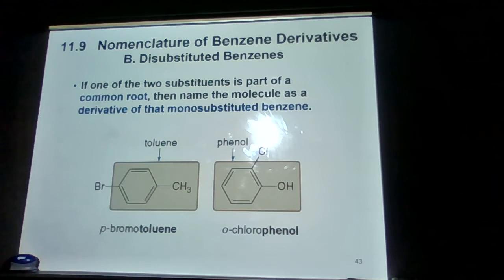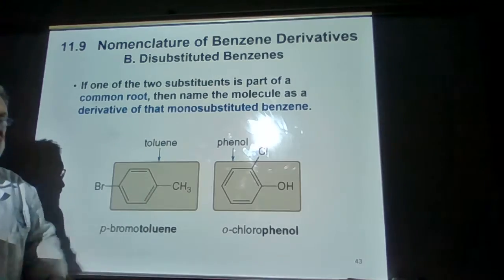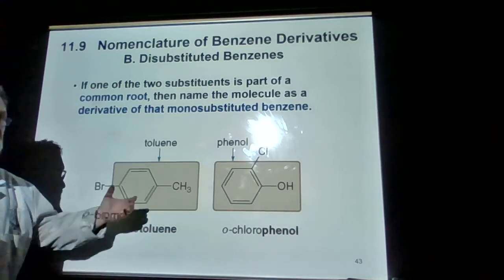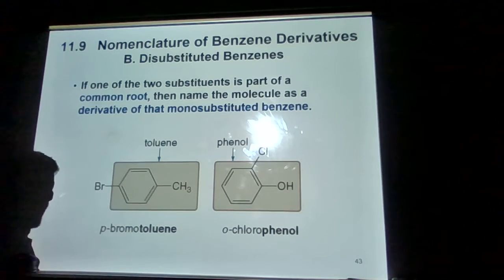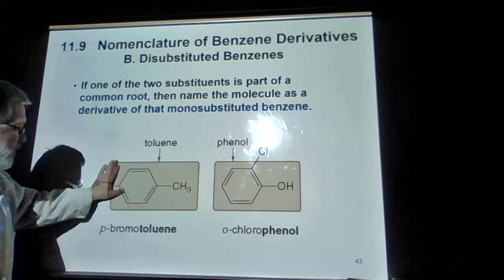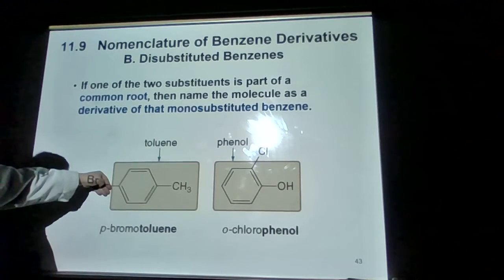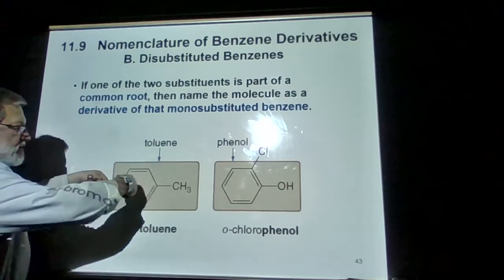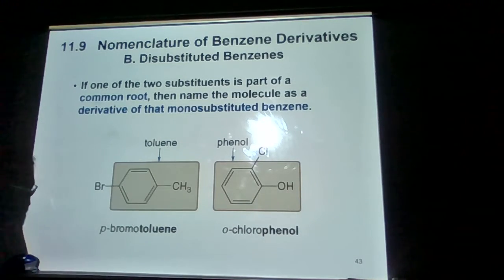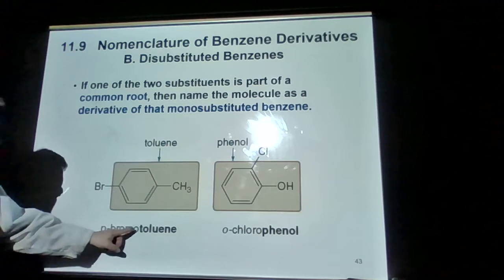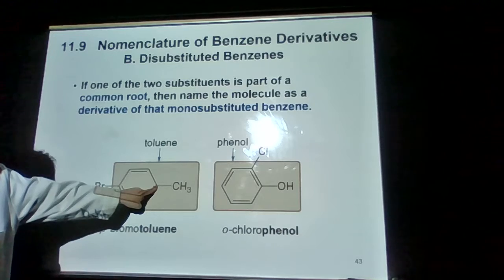Unfortunately, if you have two substituents, and one of the substituents is one of those compounds from antiquity, you name it as a substituted compound based on the name in antiquity. So if we just have this guy right here, no bromo here, this is toluene. But since we have the bromine, there's a disubstituent. We say p-bromotoluene. Toluene has the CH3 at the 1 position.